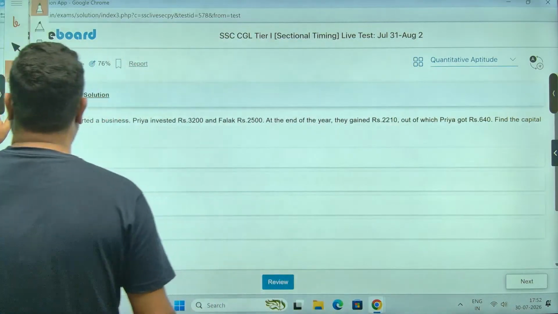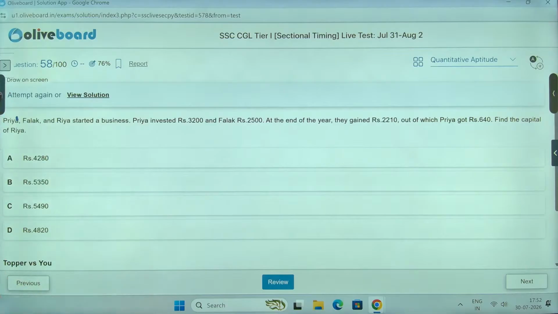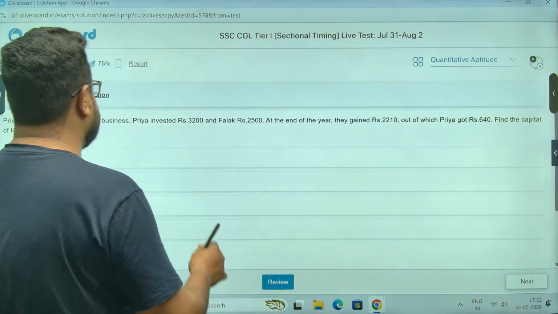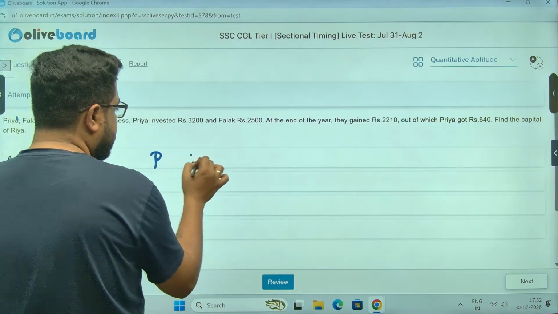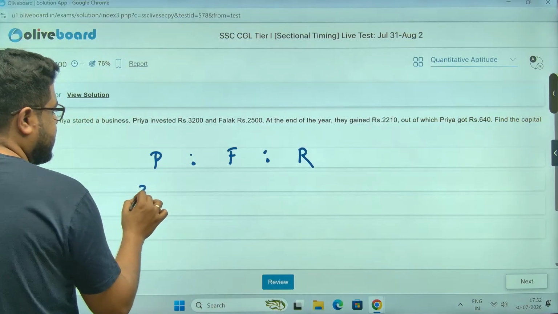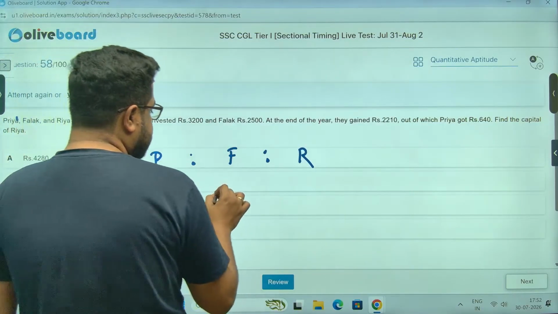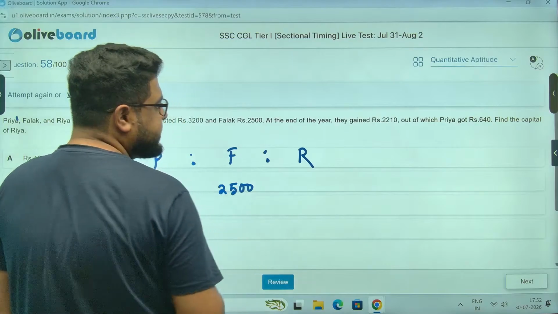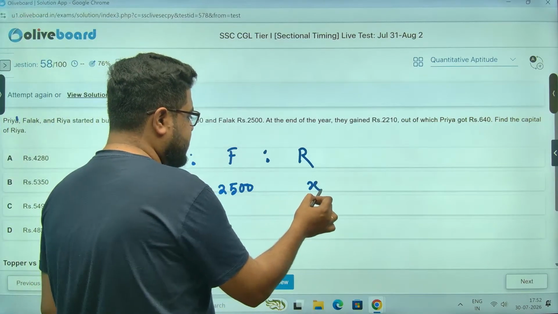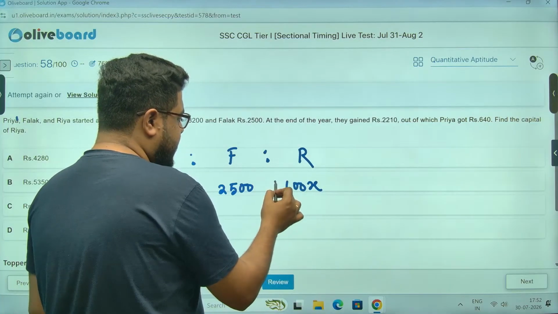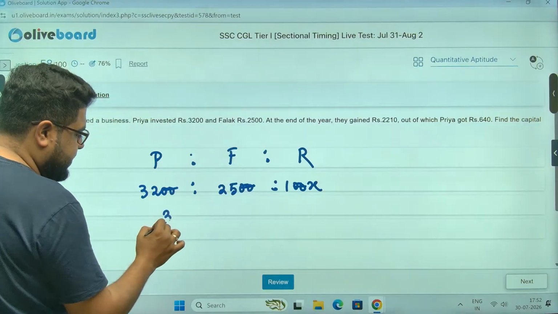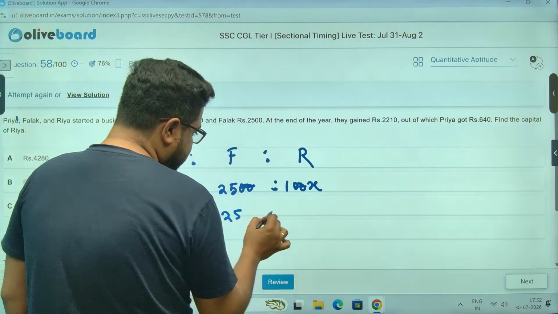Next one, please. Priya, Falak and Riya started a business. This much investment. At the end of the year, they get this. Priya, Falak and Riya invested: Priya 3,200 rupees, Falak 2,500 rupees, and Riya, I don't know. Riya is investing X rupees. Rather, 100X. Why? Because I want to cancel these two zeros everywhere. So the ratio becomes 32, 25 and X.